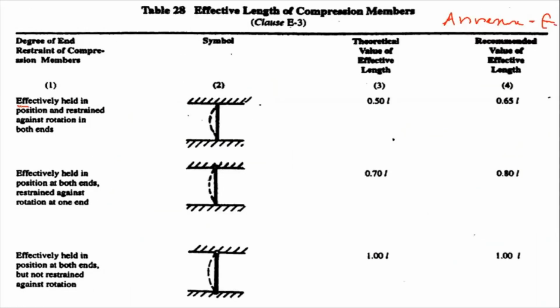Now if you take the first condition, the column is effectively held in position and restrained against rotation at both ends. Here P indicates that it is held in position, and R indicates that it is restrained against rotation. That means it is kind of a fixed beam, so here we can call it a fixed column.